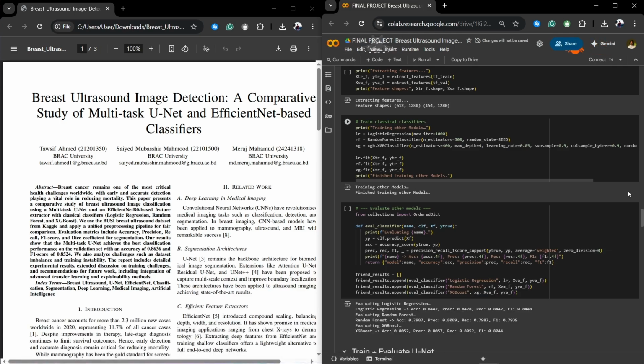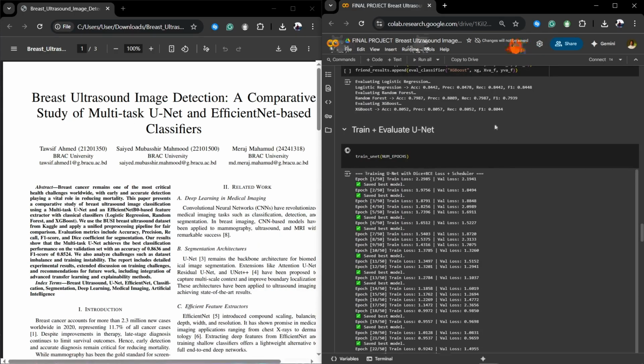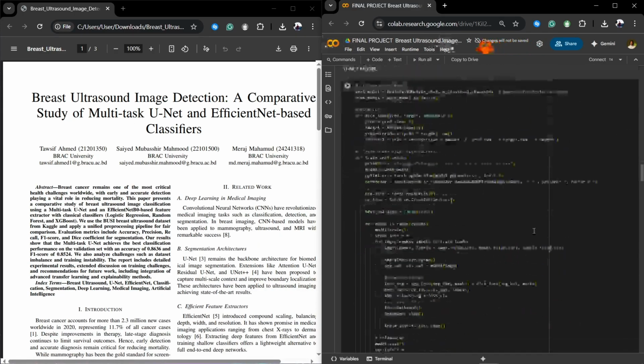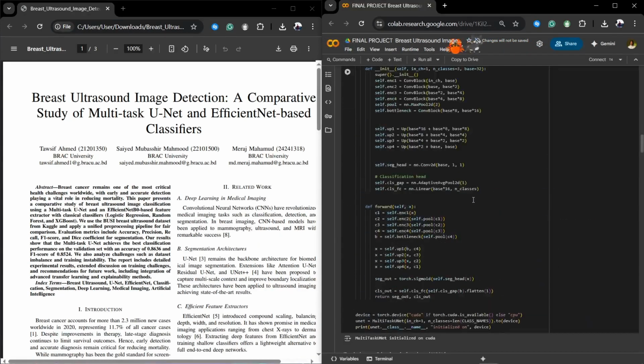To achieve this, I added a classification head at the bottleneck layer, which is here. The segmentation branch reconstructs lesion masks, while the classification branch produces a three-class output.